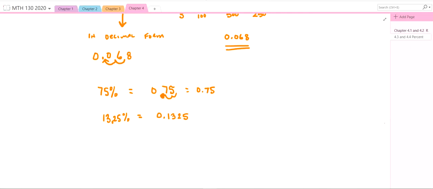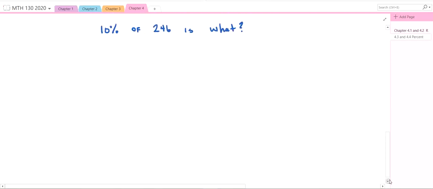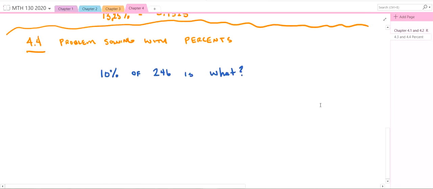All right, that's section 4.3. So often we're called on to use percents and do some problem solving. An example of this might be something like 10% of 246 is what? And I find these kind of types of problems quite easy. I don't know if you will, but you might.